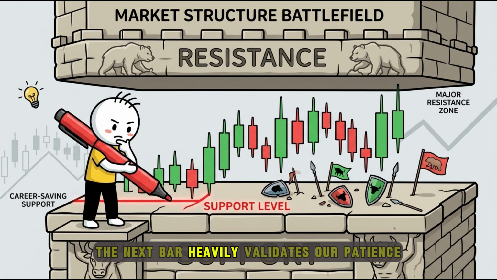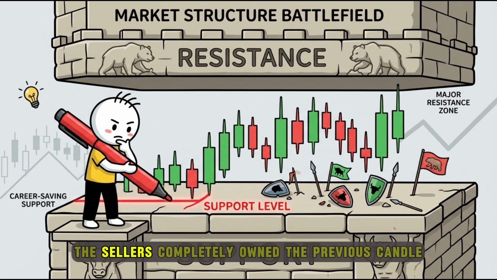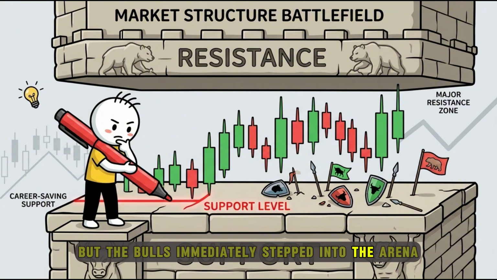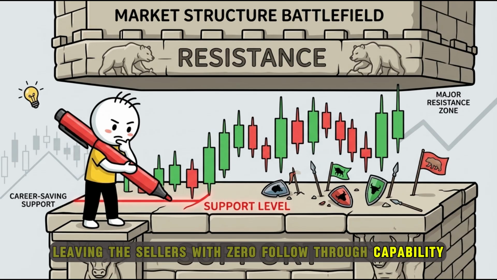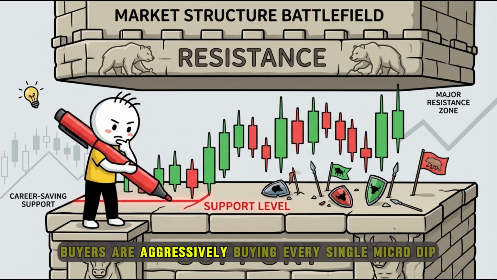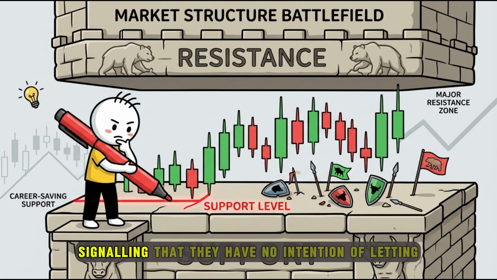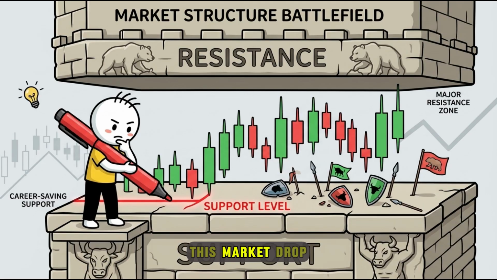The next bar heavily validates our patience, closing as a high close range candle. The sellers completely owned the previous candle, but the bulls immediately stepped into the arena and took back the steering wheel, leaving the sellers with zero follow-through capability. Buyers are aggressively buying every single microdip, signaling that they have no intention of letting this market drop.